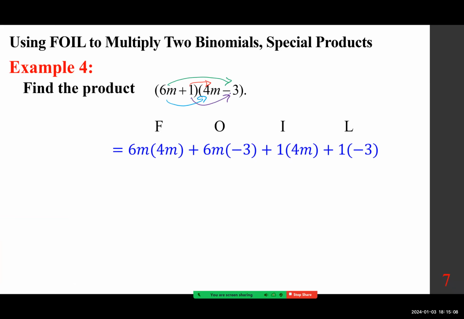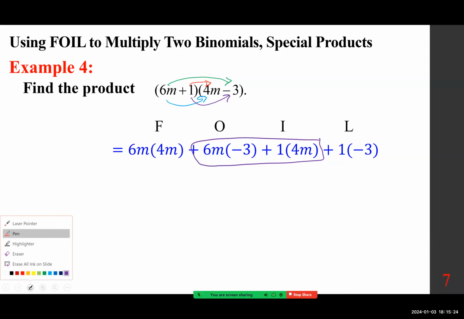So you should be able to do this in your head. The reason why is for the reverse process, which is known as factoring, okay? So obviously 6m times 4m is 24m squared. 1 times negative 3 is negative 3. This part is minus 18 plus 4, making it into negative 14m.